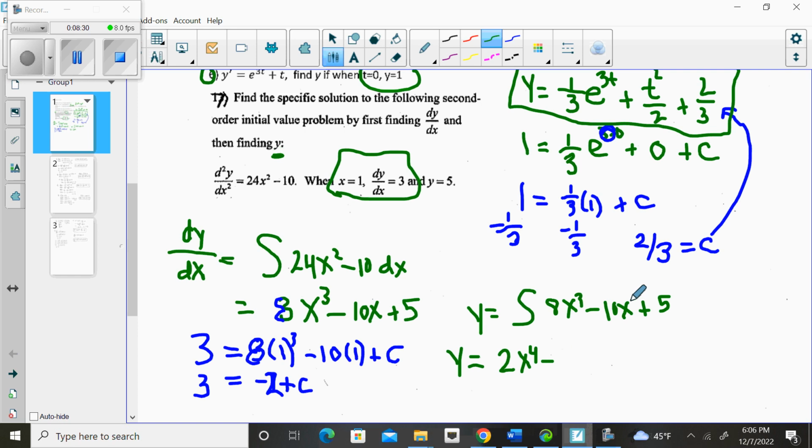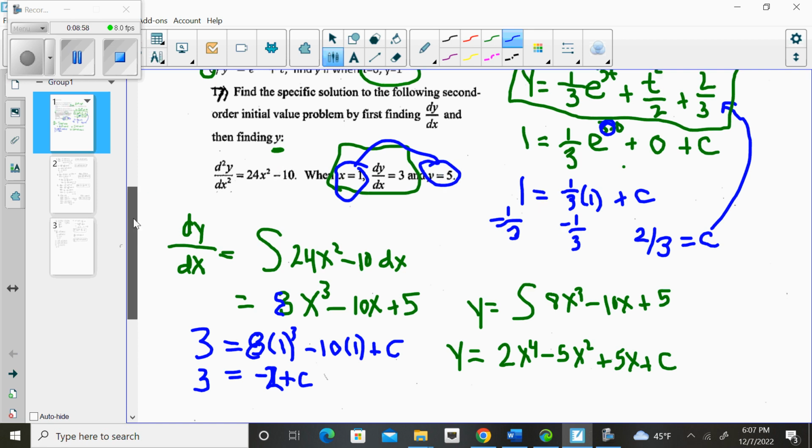Increase the power by 1, but divide by the new power. So the new power is 2. Divide 10 by 2, I get 5. And then this is 5x plus c. And again, I am told here that y is going to be 5. So this time I'm using this information, that when x is 1, y is 5. Okay, so I'm using what I circled there in blue.